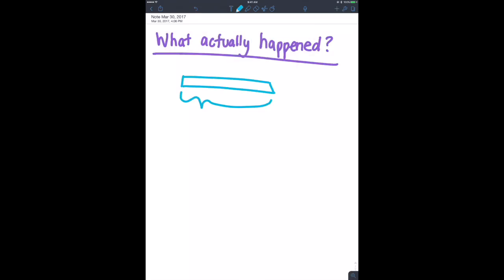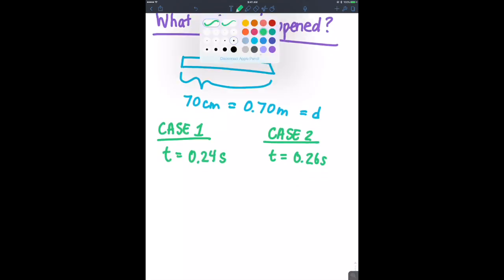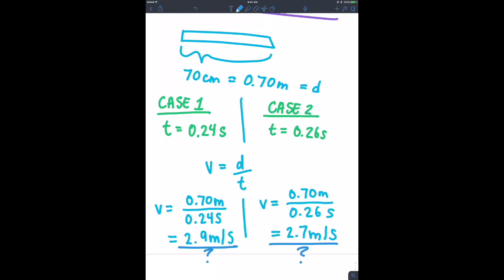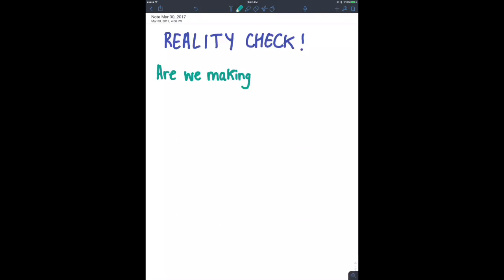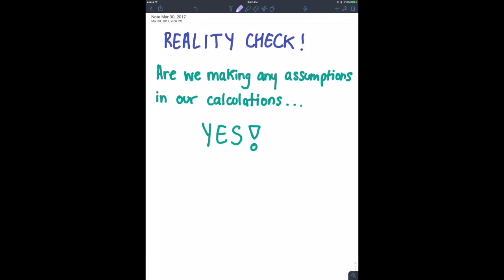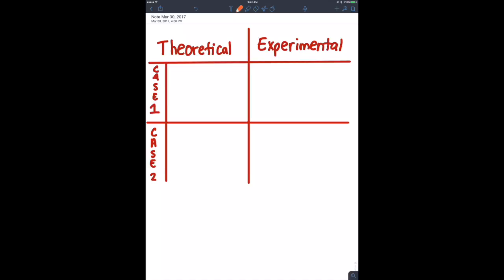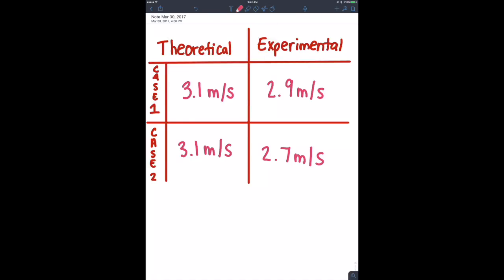During our experiment, we measured the time it took the marble to travel a distance of 0.7 meters at a height of 0. In the 2 cases, the times were slightly different, resulting in the 2 velocities to be close in value. Why were these velocities slower than we expected? Are we making any assumptions in our calculations? Yes. We assumed that the track was frictionless, when in reality, friction acts upon the object. This is why our experimental speeds were slightly slower than expected.